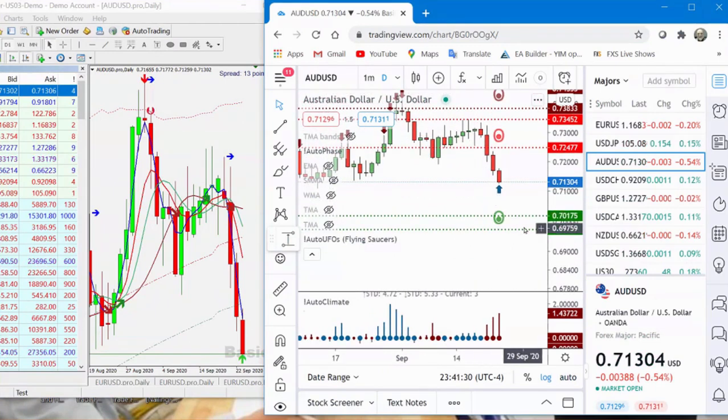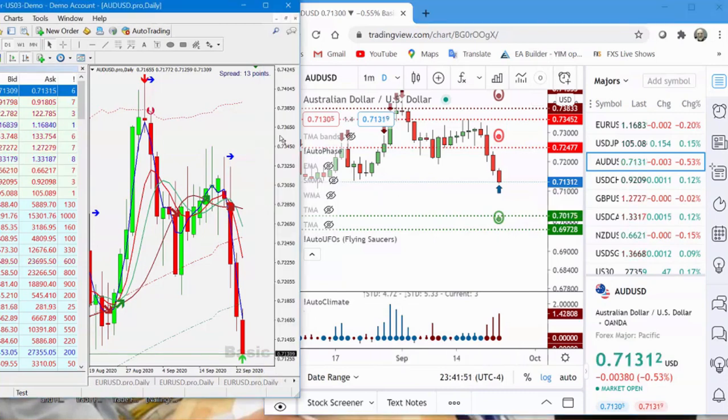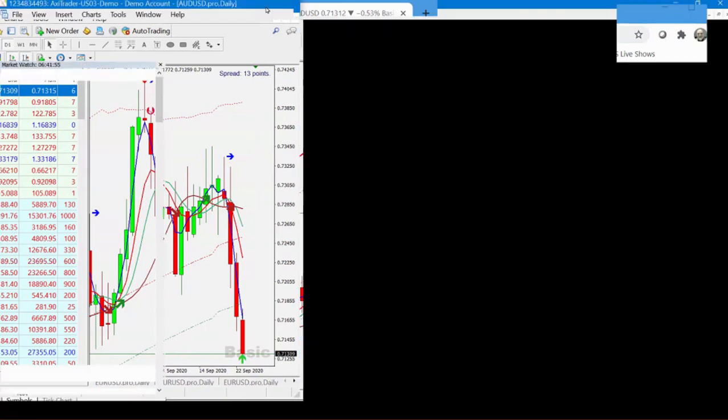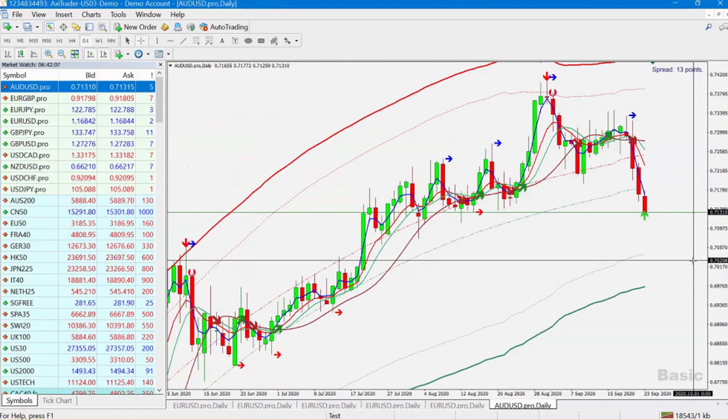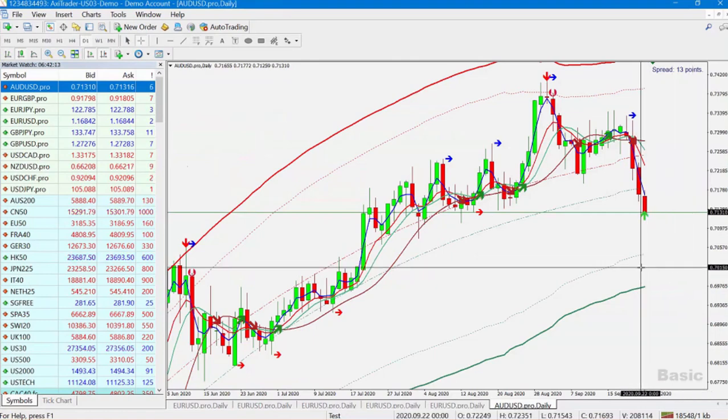So the Aussie probably comes down to about, let's take the top of the UFO itself, 70.28. So 70.25 would be a hard number. Let's take a look here. What does 70.25 look like here? Magnifying glass. Right there.